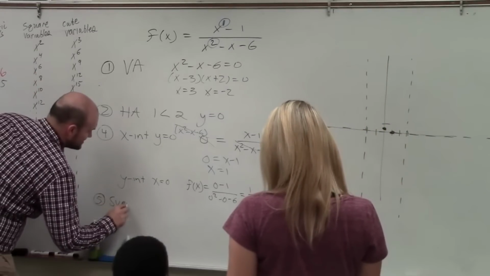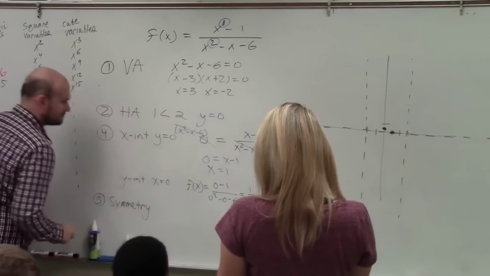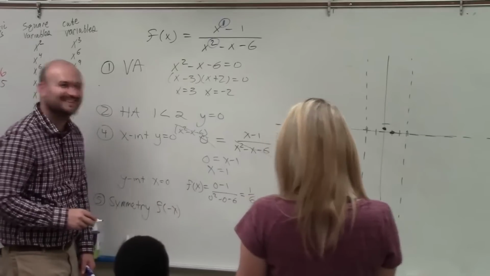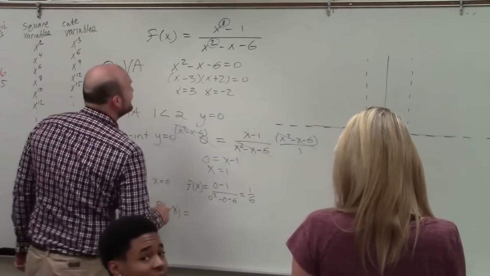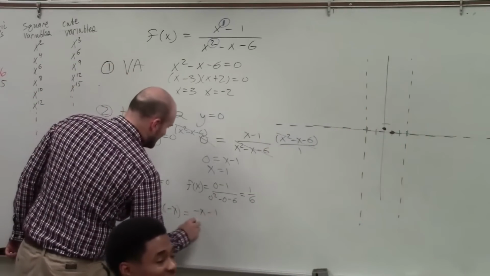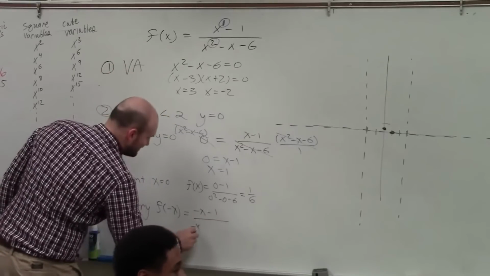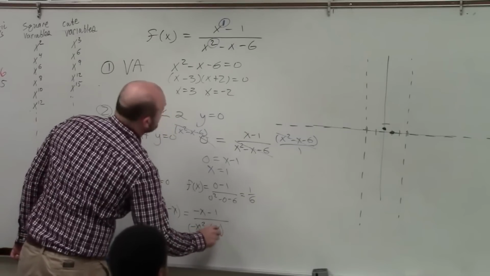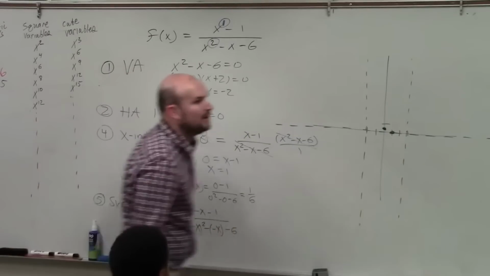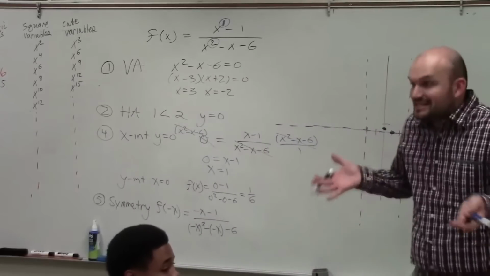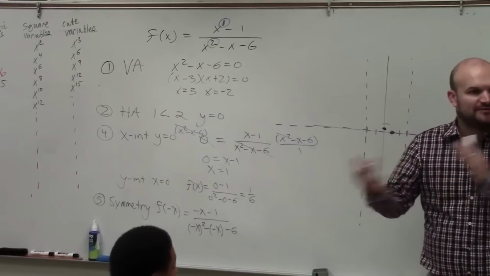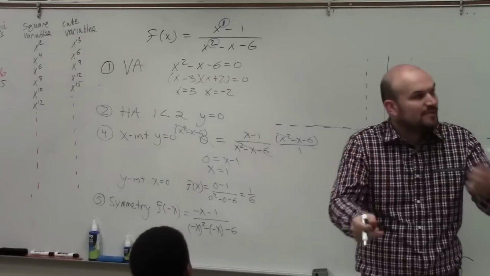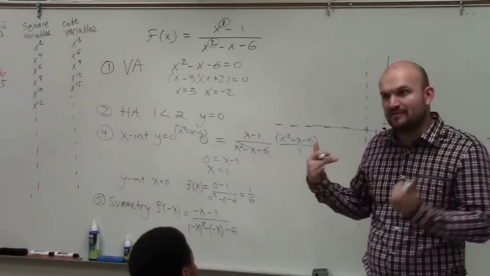The next thing is for us to test symmetry, which we're going to do with f of negative x. f of negative x equals negative x minus 1 all over negative x squared minus negative x minus 6. Now, when you simplify this, if you get the exact same answer, you have symmetry about the y-axis. If you get the exact same answer but with opposite signs, you have symmetry about the origin.